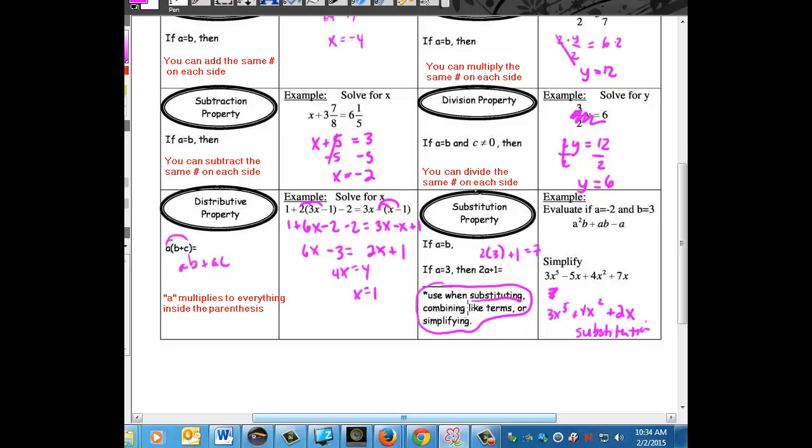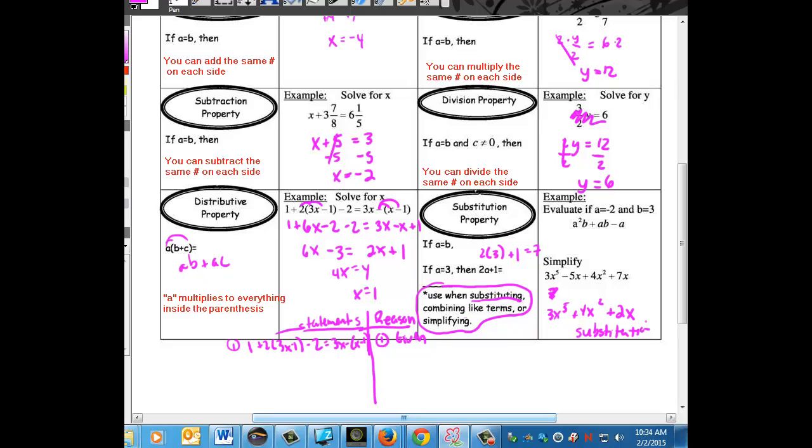So we're going to do our first proof right now, and we're going to have a statement column and a reason column. Anytime that we do a proof, it's usually done in a two-column proof. So we have statements and reasons. All right, and our first statement is always going to be given to us. So we're going to take this problem. We have 1 plus 2 times 3x minus 1 minus 2 equals 3x minus x minus 1.